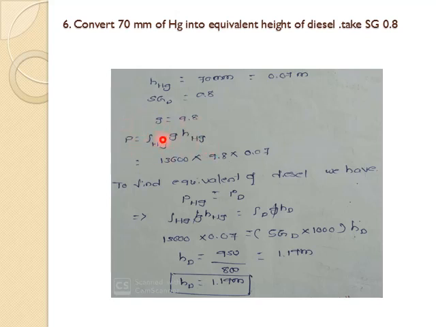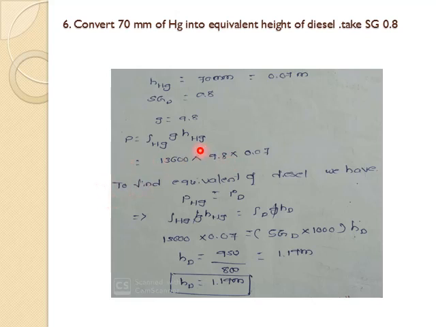Specific gravity of diesel is 0.8 and g is 9.8, which is acceleration due to gravity. We know the basic formula: P equal to rho into g into h, the pressure at a particular point due to the column of any fluid or liquid. If you use mercury as the manometric fluid, then this density is the density of mercury and height is the height of the mercury. This depends on whatever manometric fluid you use. When you use mercury as a manometric fluid, then pressure P equals this much.